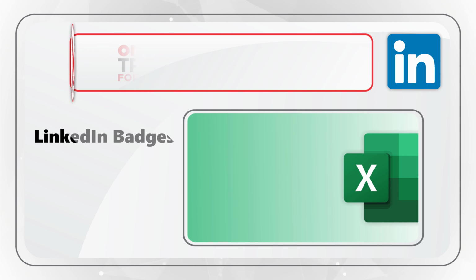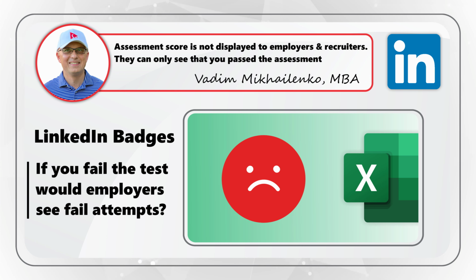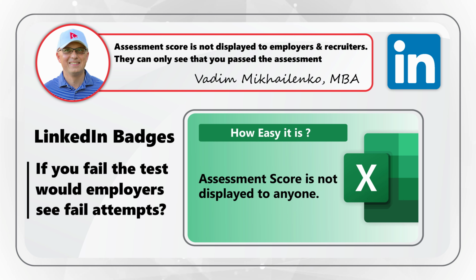I often get a question, if you fail the test, would employers or recruiters see your unsuccessful attempts? And the answer is that assessment score is not displayed to employers and recruiters. They can only see your successful attempts, and they can only see that you passed a particular assessment. So please go ahead, keep trying, and make sure you can actually pass the test.